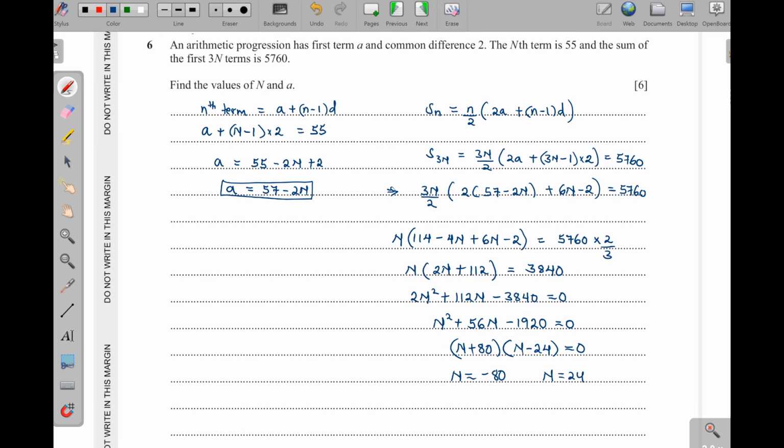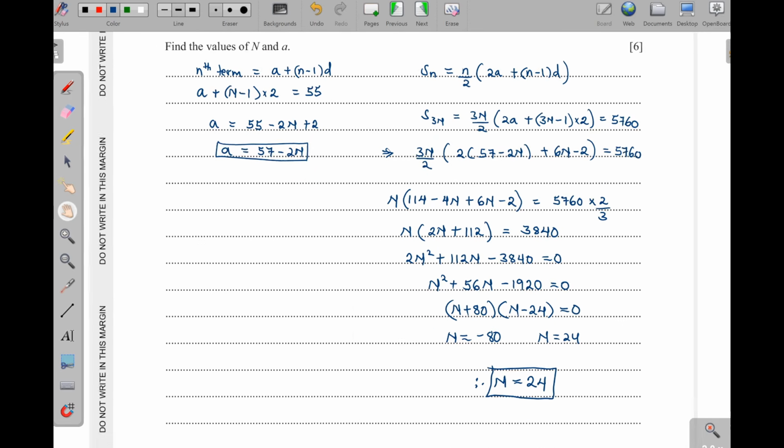Now n, these are number of terms. You can say first term, second term, so n cannot be a negative. You get it? They have to be positive values. So therefore, our n is going to be equal to 24. Okay, so that is that.